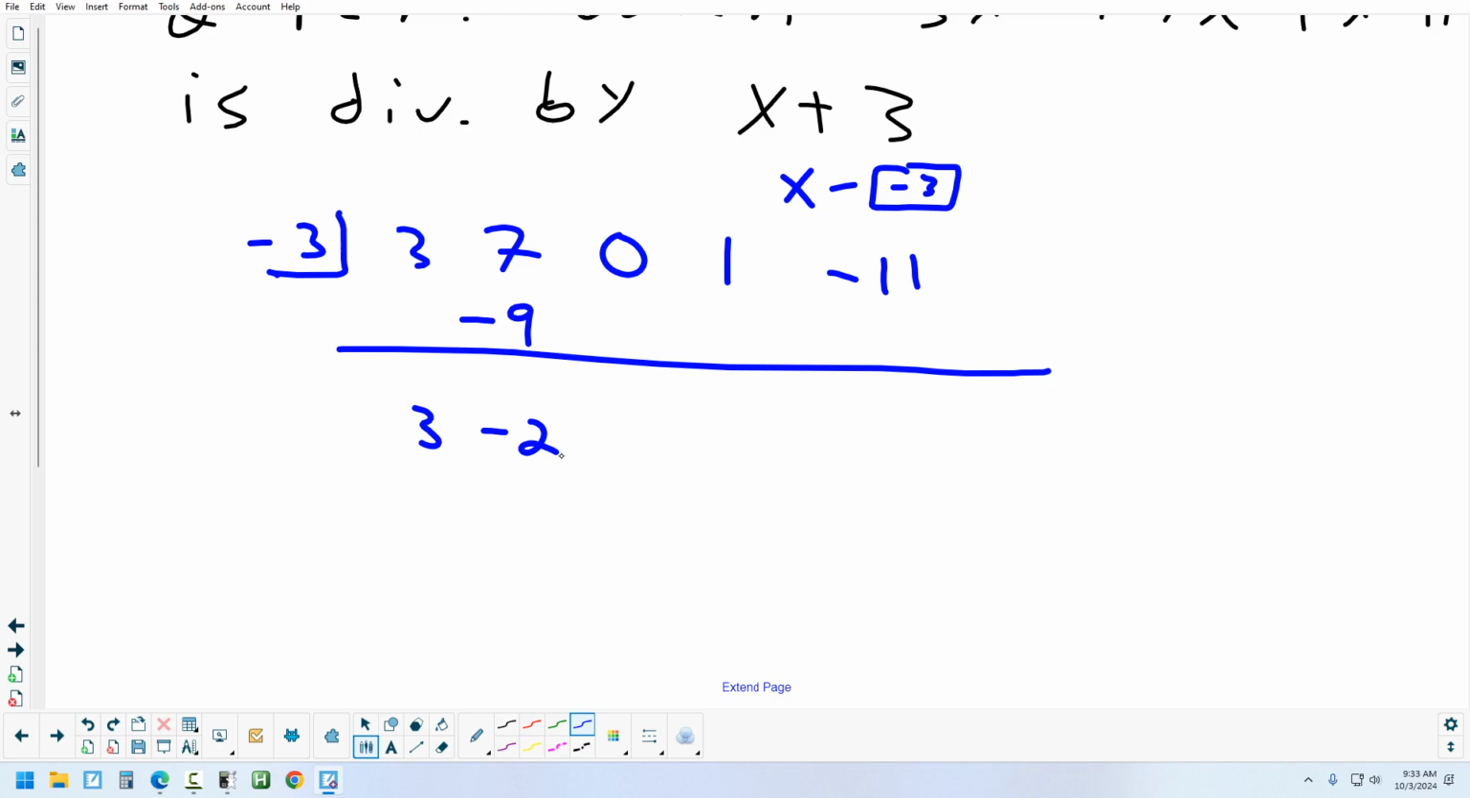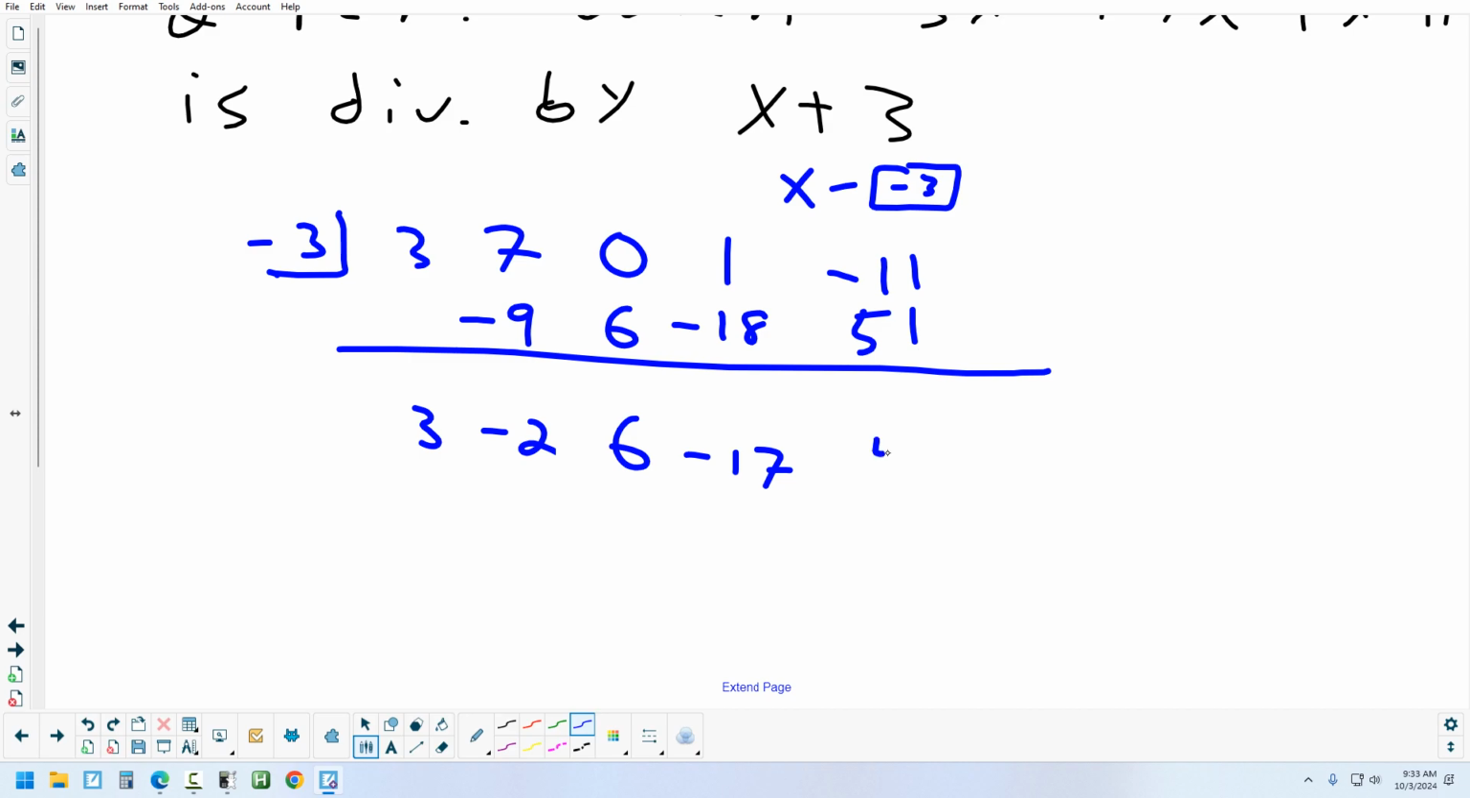What do I do now? You just multiply negative 3 by negative 2. Yep. And what do you get? 6. And where do you put it? Under the 0. Add them up. Negative 3 times 6 is negative 18. Add them up. Get negative 17. Negative 3 times negative 17 gives me 51. And what's 51 minus 11?